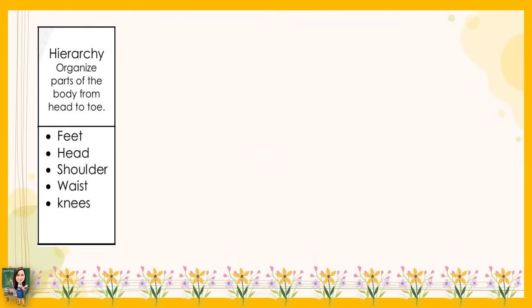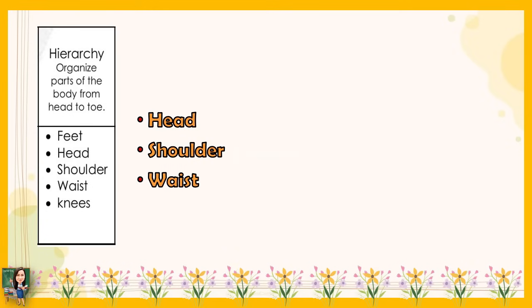Hierarchy: organize parts of the body from head to toe. From the head, head. Next to head is shoulder. Next to shoulder is waist. Next to waist is knees. And lastly, feet.